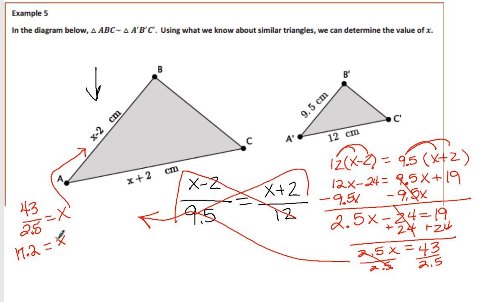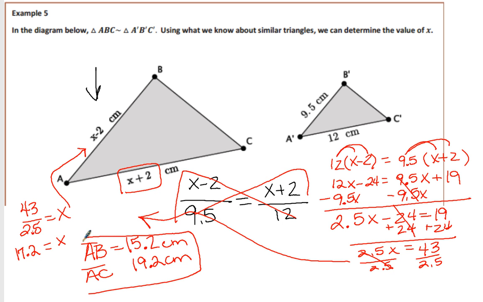So now when I fill that in, 17.2 minus 2 is 15.2. So line segment AB is 15.2 centimeters. And as I go to this one down at the bottom, we put in that 17.2 and add 2. So we would get 19.2 centimeters for line segment AC. Look at that. We're done. Head back to the classroom.